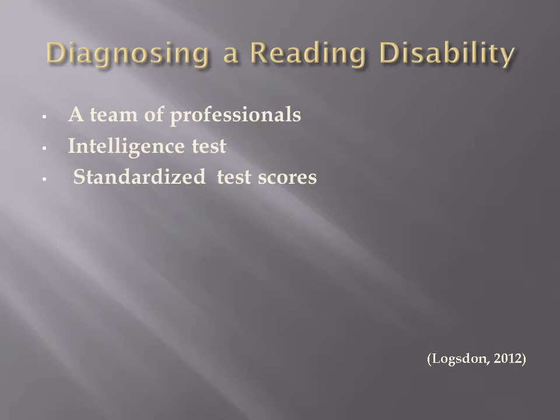Then the team will look at how the student did on the standardized tests as compared to other students their age. The instructional data collected during the RTI time, the IQ test, and the standardized test scores are brought before the team, and they are then able to make a diagnosis of whether there is a reading disability, and if so, how they're going to go about helping the student succeed.